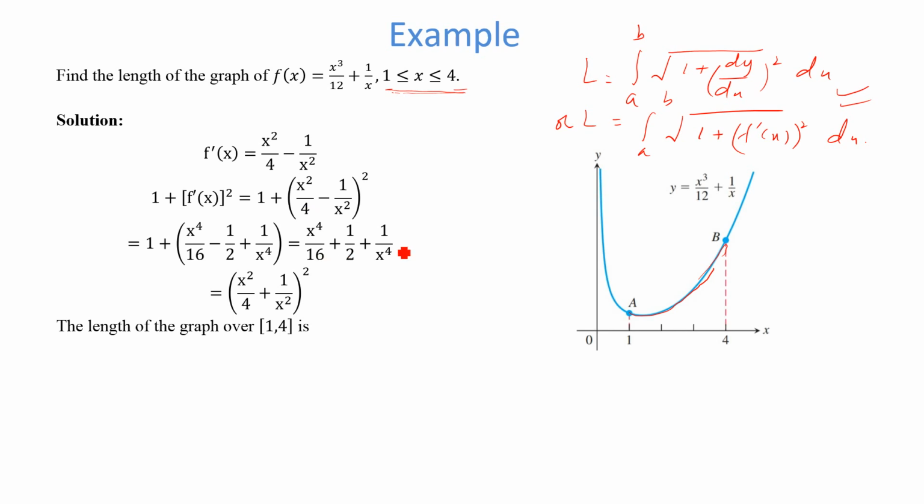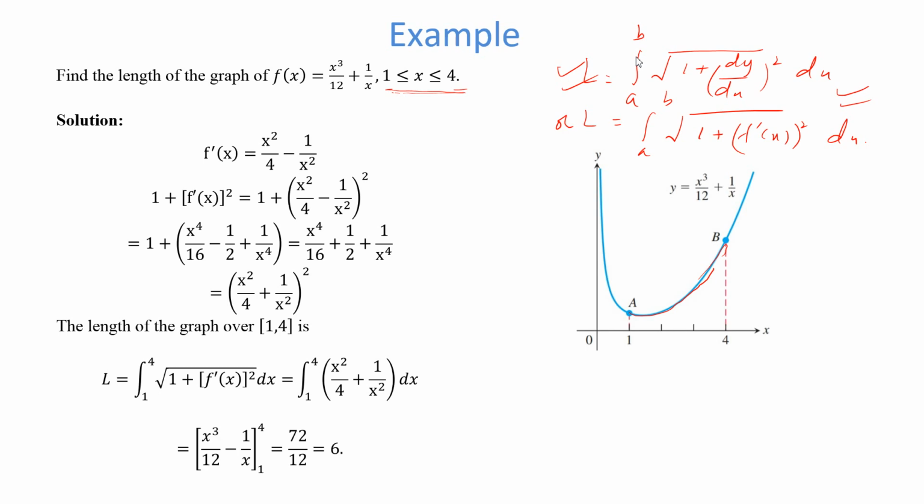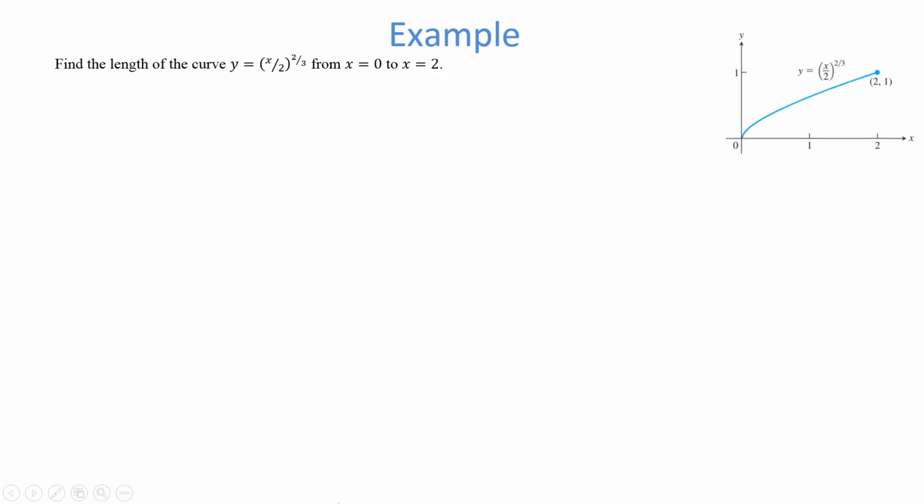So the length of the graph over the interval [1, 4], we have this by plugging in the values into this formula, and after some calculations we have the length of the arc in this interval is equal to 6. Next question. Find the length of the curve y is equal to (x over 2) to the power 2 by 3 from x is equal to 0 to x is equal to 2, right?